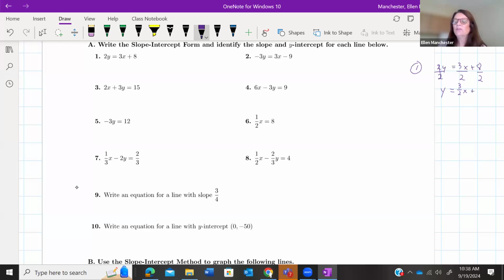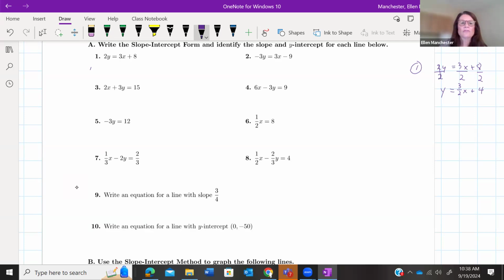So 3/2 x. And notice I'm not changing my slope into decimals or a mixed number. Leave it top heavy, because then you have your rise and your run. You don't have to guess what the rise and the run is. And then 8 divided by 2 is 4.